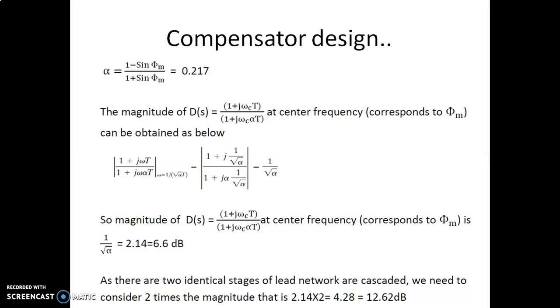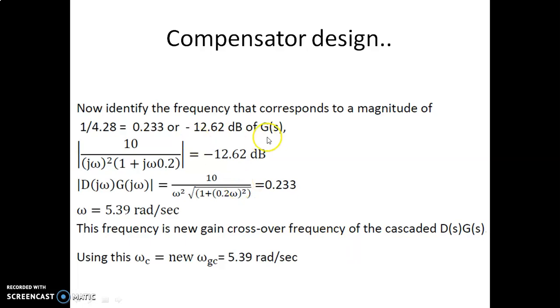So we are supposed to find the frequency at which the plant transfer function gives minus 12.62 dB, and that frequency happens to be the new gain crossover frequency. This is the transfer function we have for the plant. Equating this to minus 12.62 dB, or in terms of ratio 0.233, we can find the frequency at which it has a magnitude of 0.233, which comes out to be 5.39 rad per second. So this frequency will be the new gain crossover frequency.